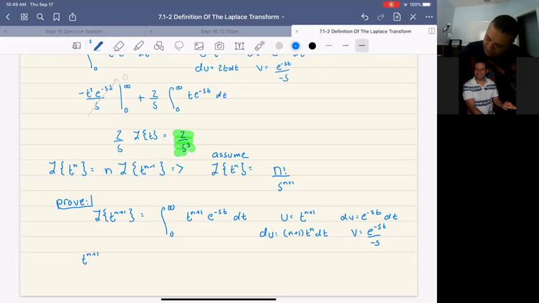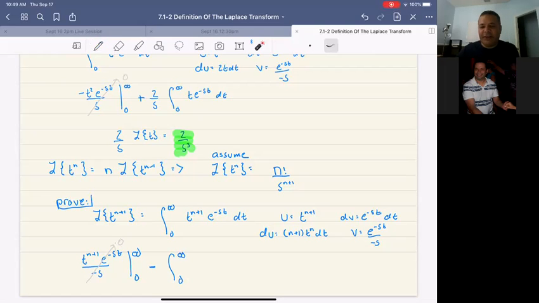t to the n plus 1, e to the negative st divided by negative s from 0 to infinity. That's still going to be 0 at its endpoints. That's going to be 0 at 0, and as it goes to infinity, the e to the negative st dominates. Minus the integral from 0 to infinity. Again, just like the other cases, this minus, by the way, I should have checked this. That should have had an s there. Sorry about that. That minus is going to combine with this minus to become plus.